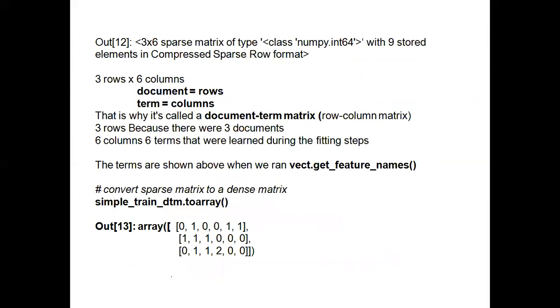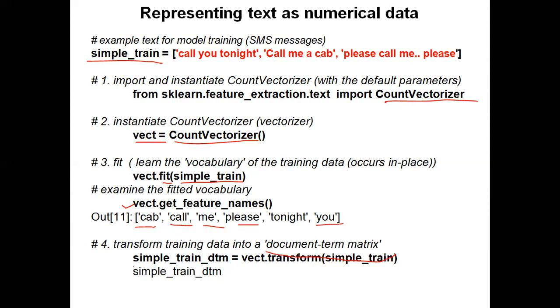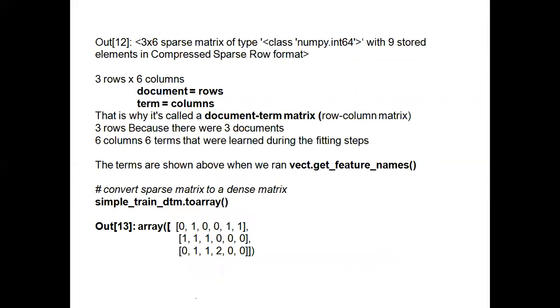So if you display this simple_train_dtm variable, you can find the data here in the matrix, the document term matrix. So in the document term matrix, my rows represent the documents and columns represent the terms.